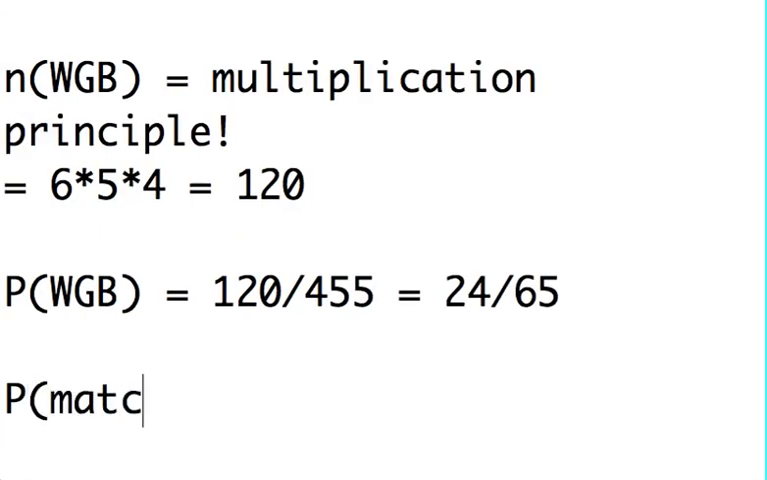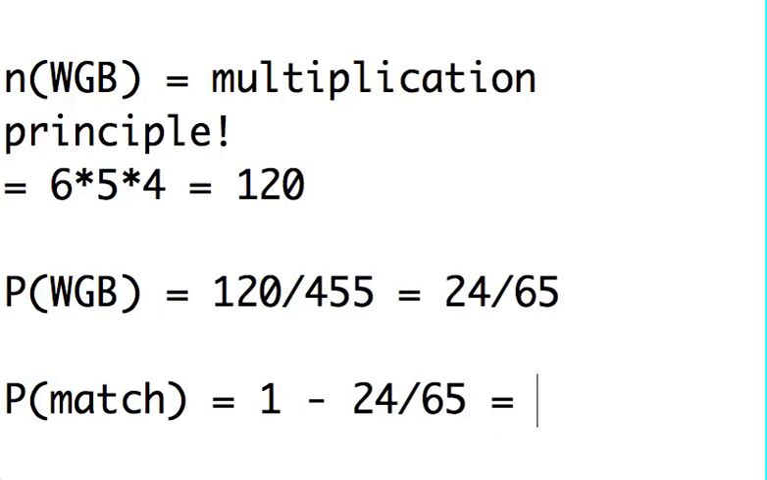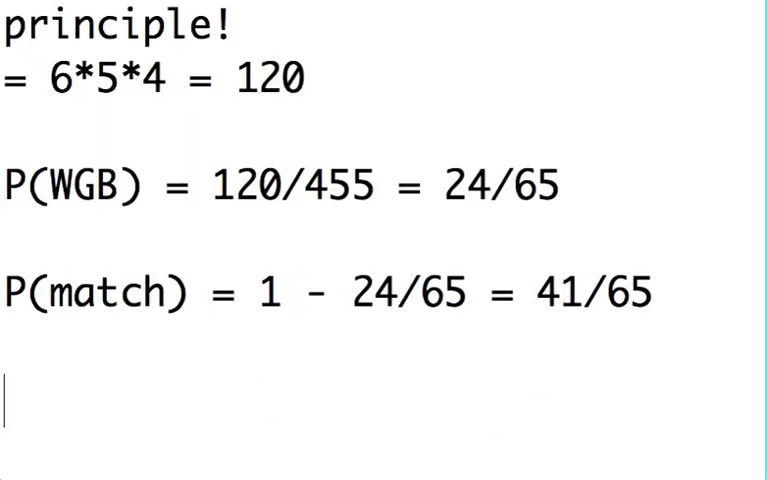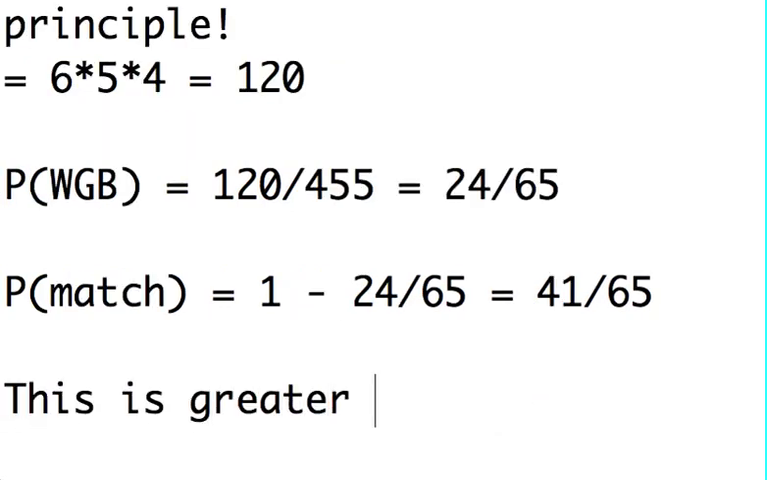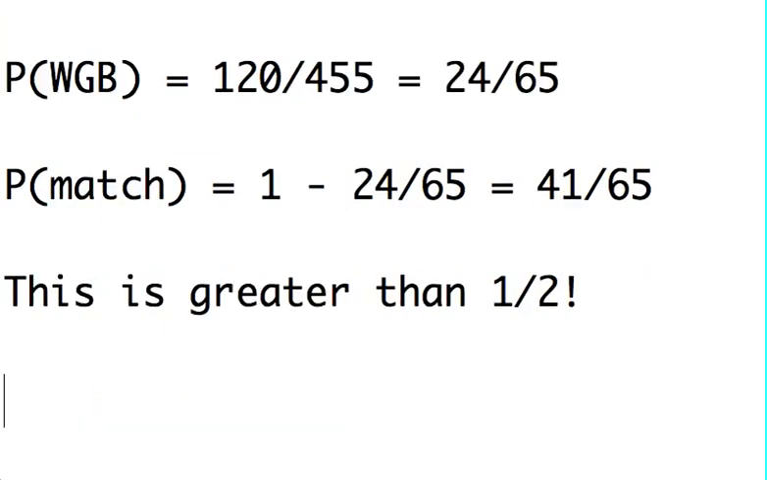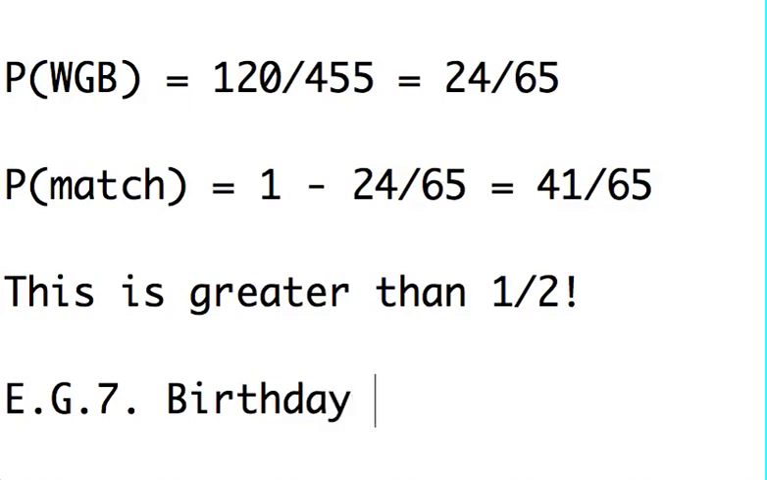So that means the probability of a match is 1 minus this probability, which is 41 over 65. This is greater than 1/2, so if I just pulled out 3 socks from this drawer, I'd have a pretty good chance of actually pulling out a pair. Okay, the last example I'm going to do here is a classic one called the birthday problem.